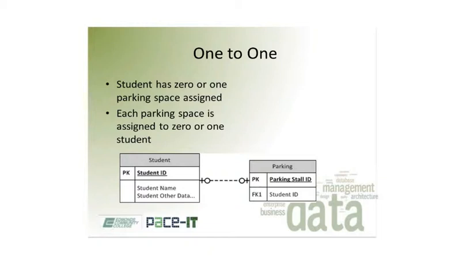So this is probably a classic case where you would be well justified in creating a second entity called parking or parking stall, and creating the optional one-to-one relationship between student and parking.